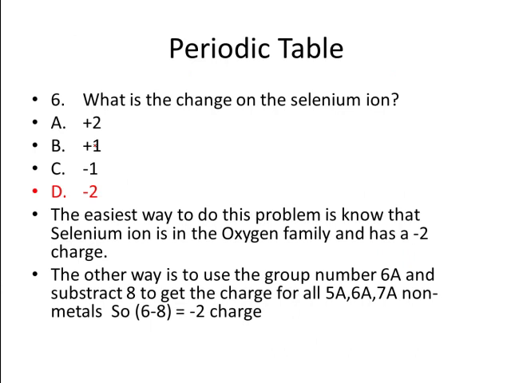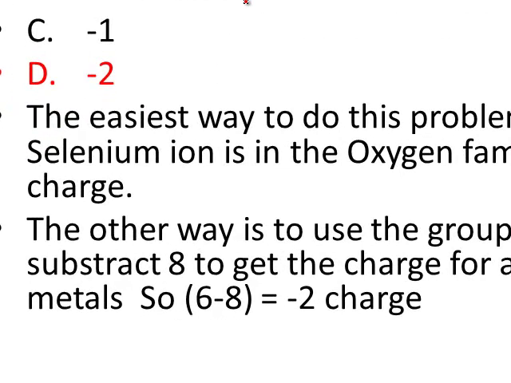And the easiest way to do this problem is actually to know that it's part of the oxygen family and the charge is -2. The other way to do this problem is to go to the group number, which is 6A, and subtract 8. You can do that for mostly groups 5, 6, 7, and nonmetals in particular, and you would get the charge. Six minus 8 would give you that -2 charge.